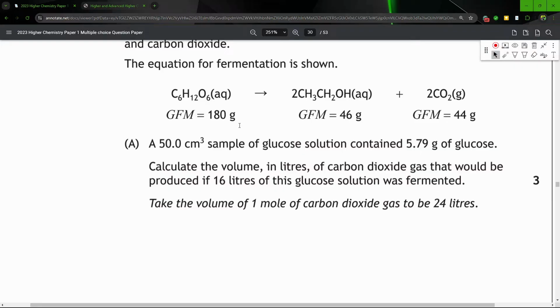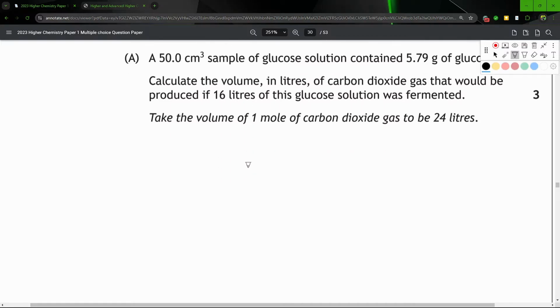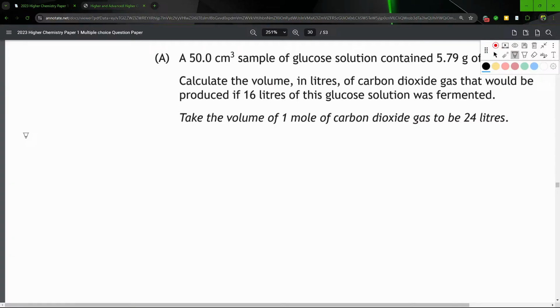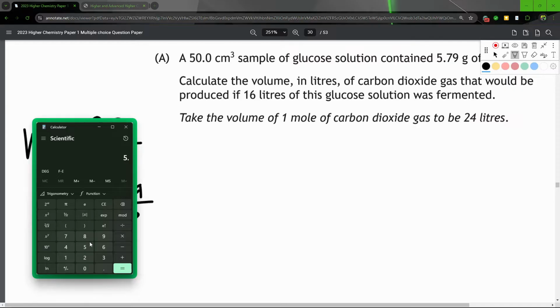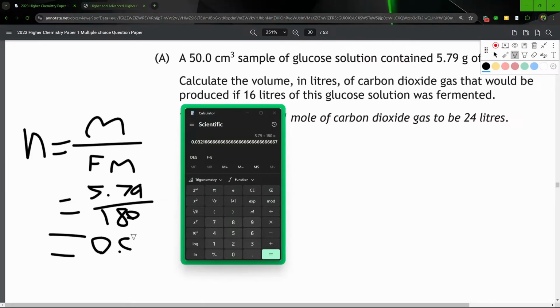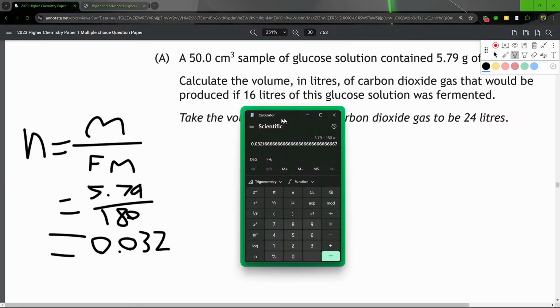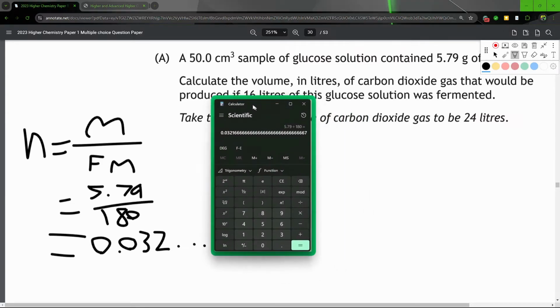So, a 50 cubic centimetre sample of glucose solution contained 5.79 grams of glucose. Calculate the volume in litres of carbon dioxide gas that will need to be produced if 16 litres of this glucose solution were fermented. I'm going to have to write quite small because there's a few calculations we're going to have to do. So first thing I'm going to do is calculate the number of moles of the glucose. That'll be 5.79 over 180. Let me just put that in my calculator. 0.032, and so on. We'll just leave it on our calculator for the time being.